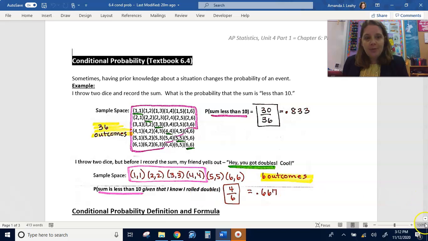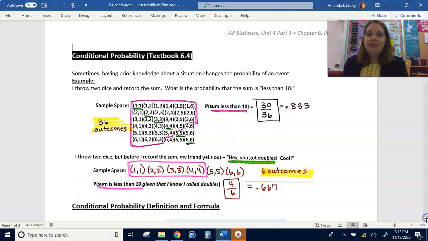And the idea of conditional probability is that there's some condition, something that happens that makes you know more than you did before, and it changes the probability sometimes. So for example, let's say that I have two dice, and I'm going to toss them, I'm going to record the sum. And I want to know what's the probability that the sum is less than 10.